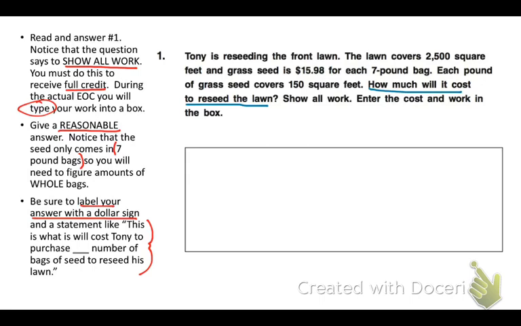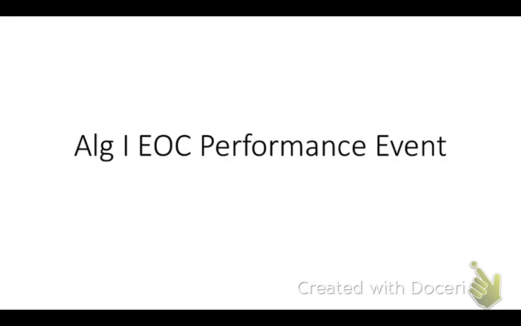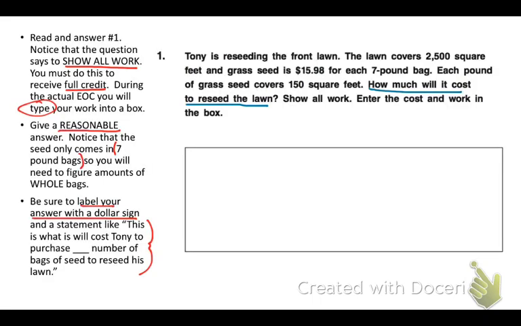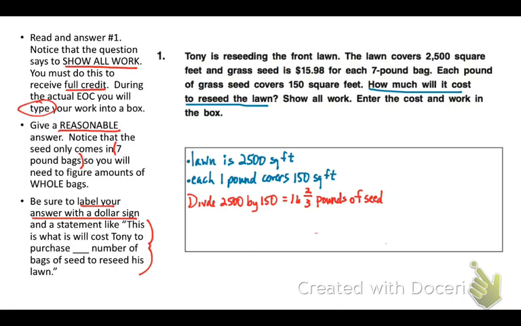Oftentimes, problems are multiple step. We can't just get directly to the cost to reseed the lawn. First, we have to find out how much seed Tony needs. So let's write down what we know. Tony's lawn is 2,500 square feet, and each 1-pound of seed covers 150 square feet. If we divide 2,500 by 150, we will know how many pounds of seed Tony needs to cover his lawn, which is 16 2/3 pounds of seed.